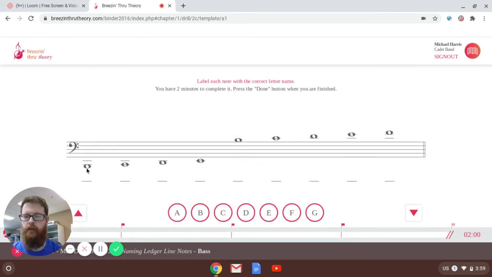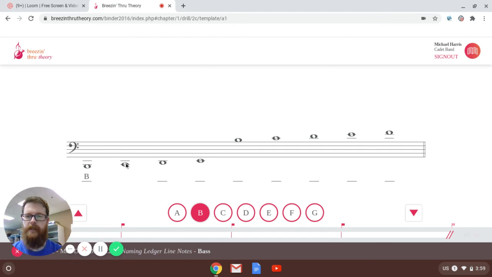Let's start with this note all the way down here. The bottom line of a bass clef staff is G. The space below it would be F. The line below it would be E. The space below would be D. The next line would be C, and so that's going to make this a B. This can be really handy to help you move your alphabet backwards.